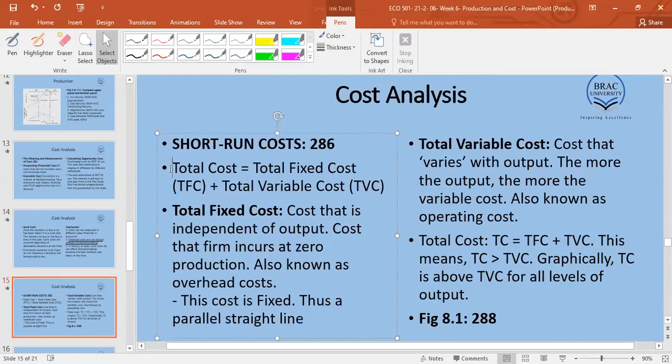Short-run costs. We said that our time limits are short run and long run. In the short run, our capacity is fixed. In the short run, there are some fixed costs. If you are not familiar with the word fixed cost, you must be familiar with the word overhead cost. Are you familiar with it? Yes, sir.